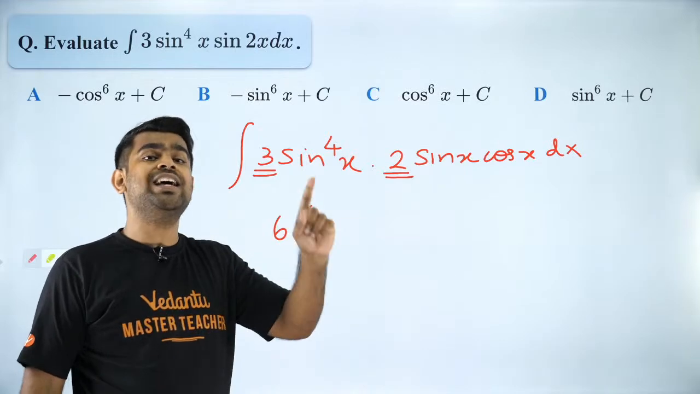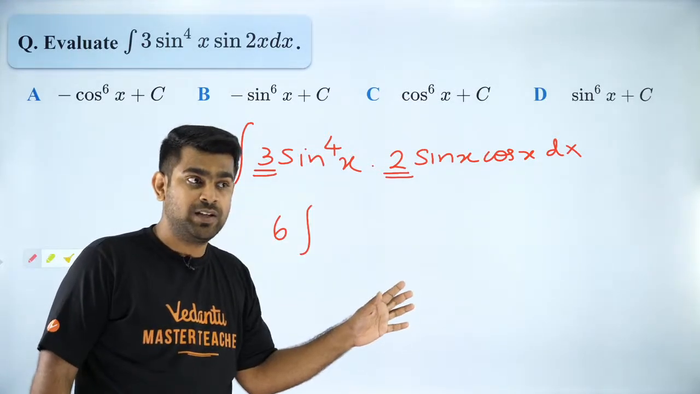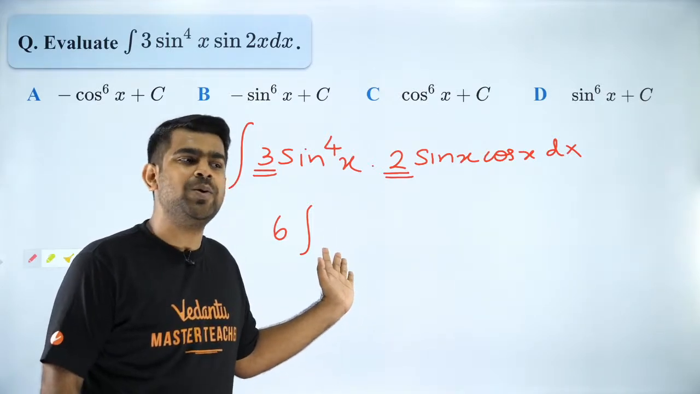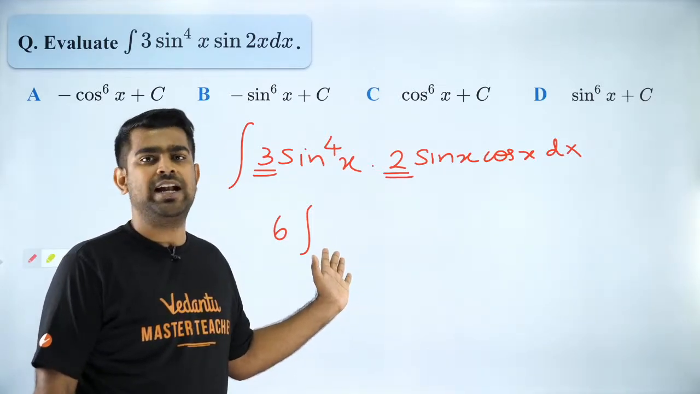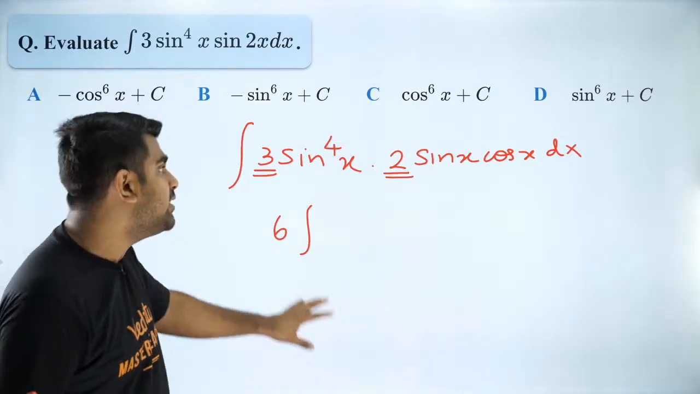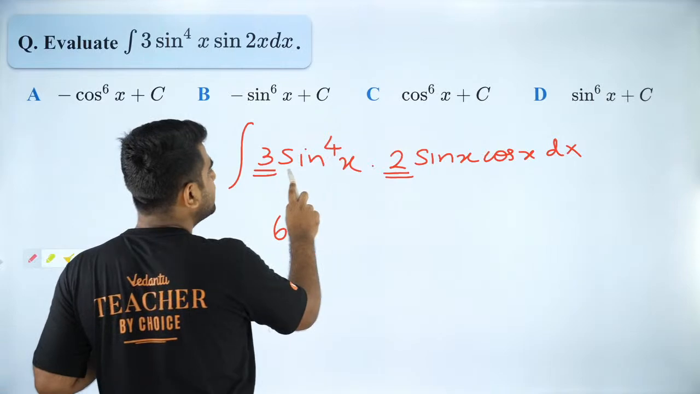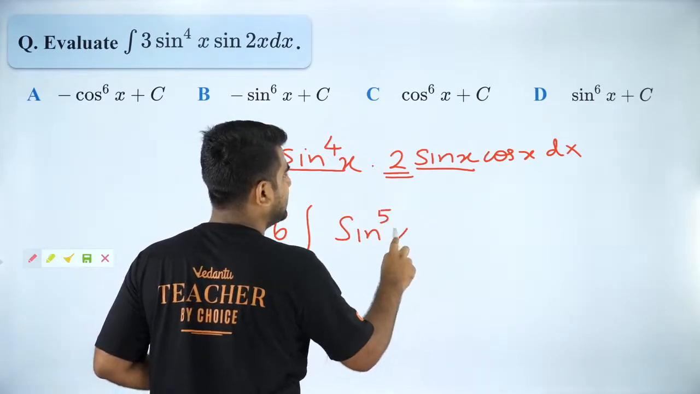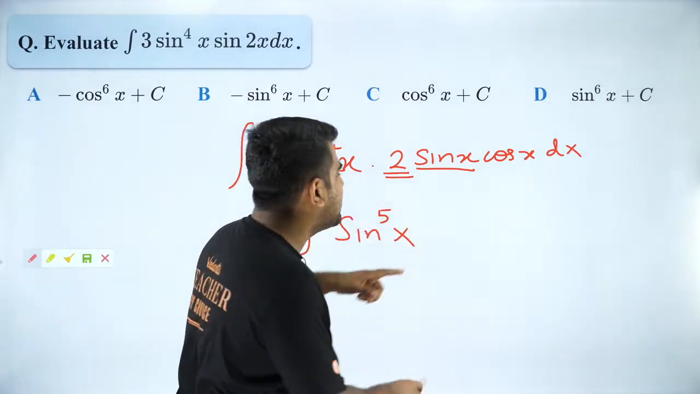This is what I want the 11th standard guys to understand. Because the 12th standard guys already know this. They'll be thinking, sir, why are you explaining all this so many times? But 11th standard guys, you have to understand these are all properties. So now sine power 4 and sine will become sine to the power 5x. And then you have cos x dx.